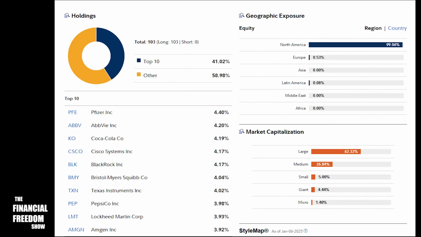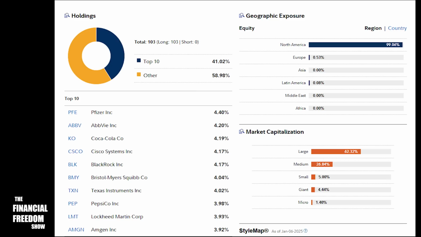SCHD was launched by Charles Schwab in 2011 with the goal of providing investors with exposure to a diversified portfolio of U.S. companies known for consistently paying dividends. This ETF tracks the Dow Jones U.S. Dividend 100 Index, focusing on companies with strong financial health and a reliable history of dividend payments. As of 2025, SCHD has become synonymous with stability and consistent returns, appealing to income-oriented investors.